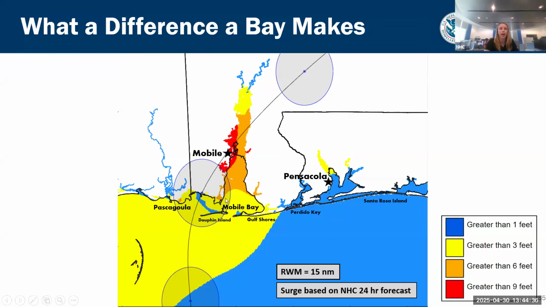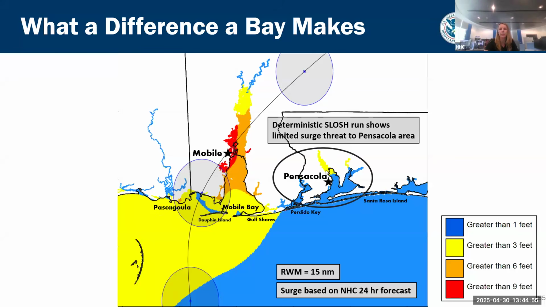They've got a really high storm surge risk from this single outcome, and so they're preparing. But what about over in Pensacola? Over here it's suggesting we see some blues greater than 1 foot, maybe some minor flooding greater than 3 feet, but you see the limited risk here in Pensacola. So the deterministic SLOSH shows that there's limited surge threat in Pensacola.